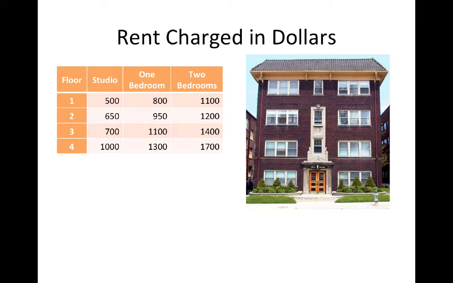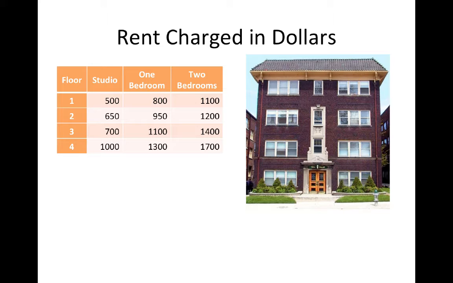To determine a tenant's rent, you need to know 2 pieces of information: the floor and the number of bedrooms in the apartment. This would be a perfect use for a 2-dimensional array. A 2-dimensional array is an array of arrays. It's easiest to picture 2-dimensional arrays as having both rows and columns. We use 2 subscripts when we access an element in a 2-dimensional array.